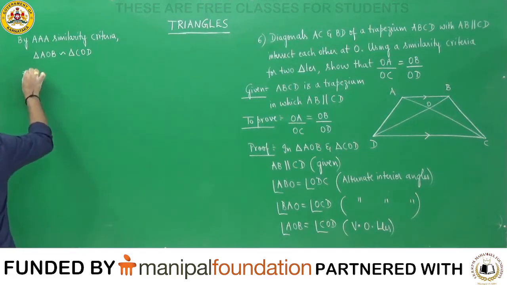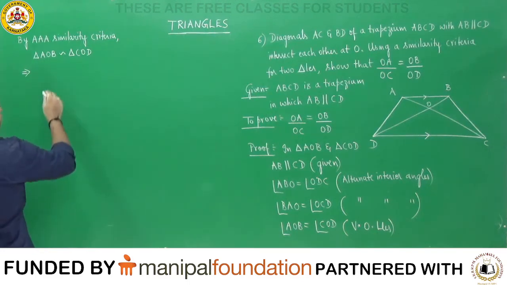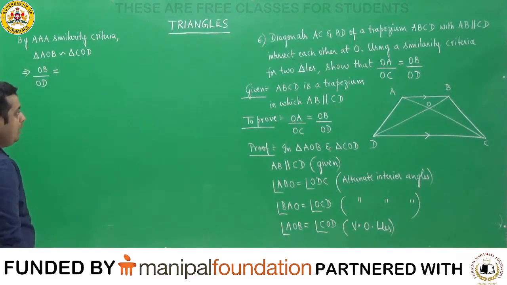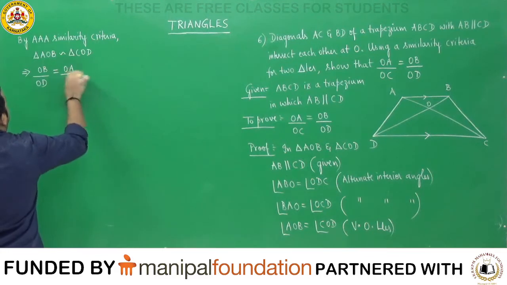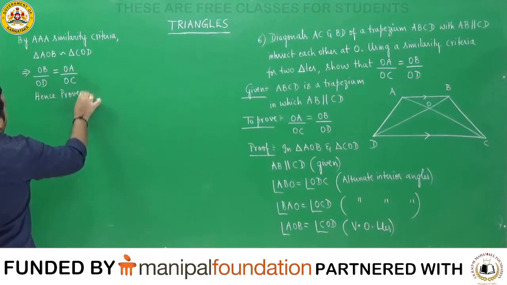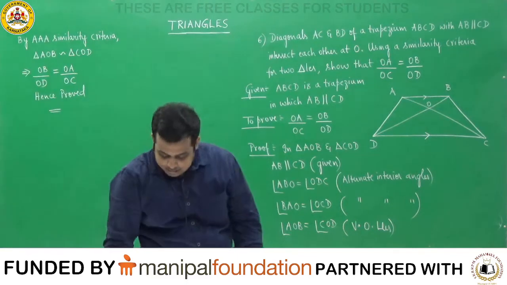So this implies to me that OB divided by OD is equal to OC divided by OA, or OA divided by OC, correct or not? Hence proved will be the answer to the question. You can show that triangle AOB is similar to triangle COD.